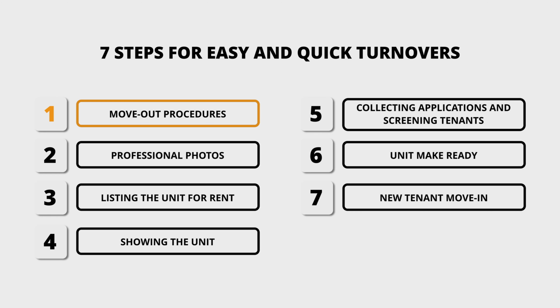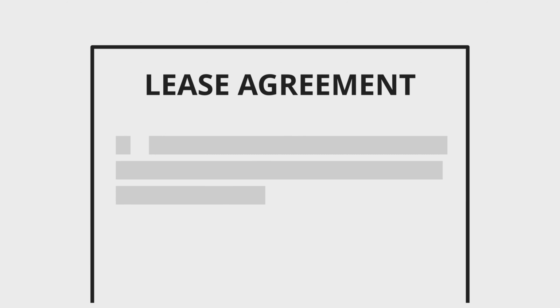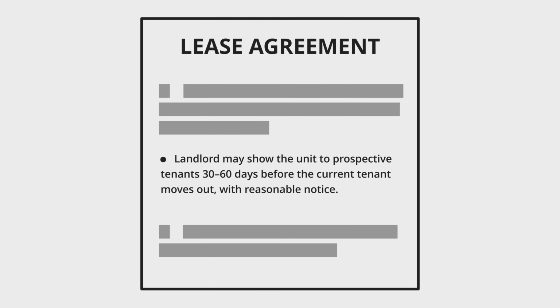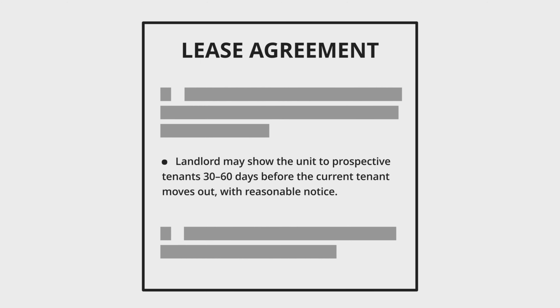Before you even list a unit for rent, you need to make sure that your existing tenants know what to expect from the move-out process. This makes everything smoother for you, for them, and for the incoming tenant. I think a key ingredient to making this whole turnover process smooth is having a clause in your lease that states you are allowed to show the unit 30 to 60 days prior to the existing tenant leaving. So if you don't already have this clause in your lease, make sure you go add it.